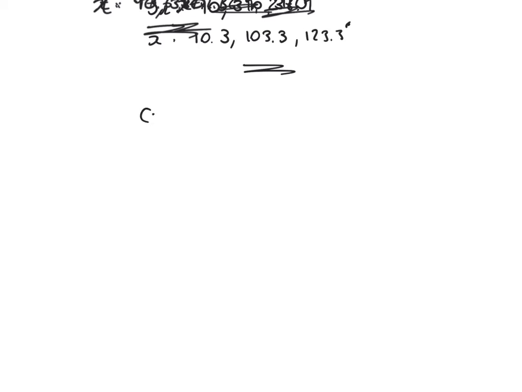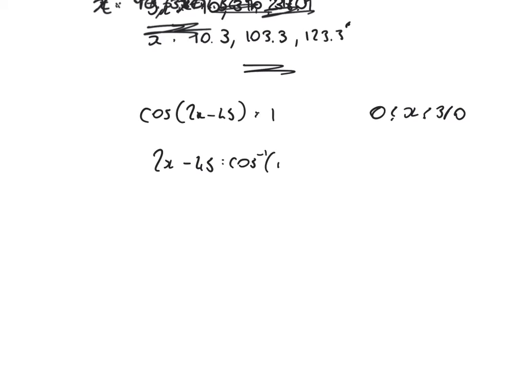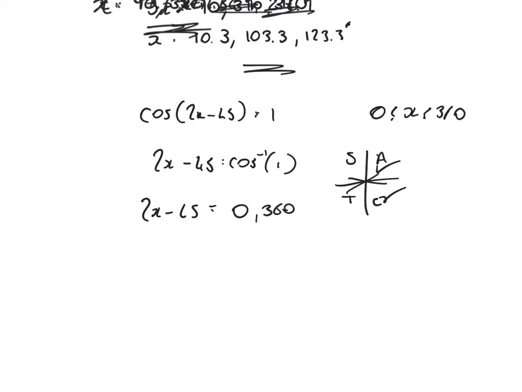Okay, let's try one more. Cos 2x minus 45 is equal to 1. I'm looking for solutions that lie between 0 and 360. 2x minus 45 equals cos inverse 1. Cast diagram. I'm in on cos. 2x minus 45 is equal to, we'll shift cos 1. Okay, so that's 0 degrees, and in the cosine quadrant, 360 take away 0, 360.